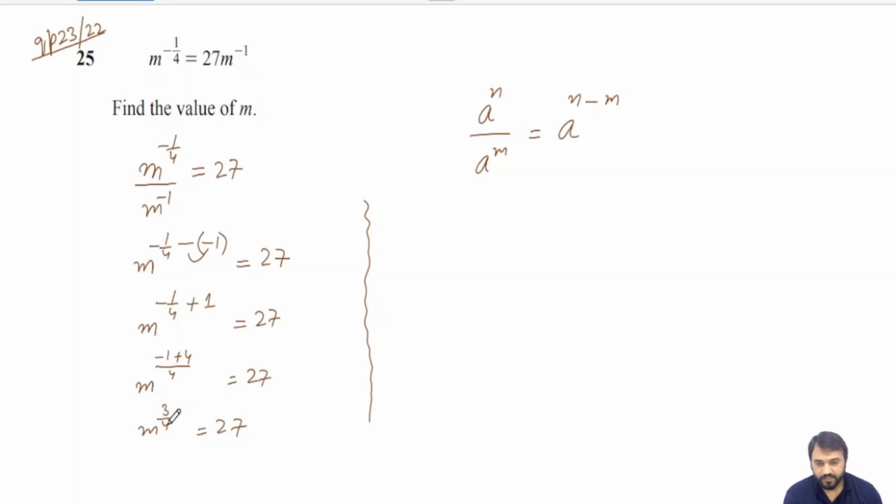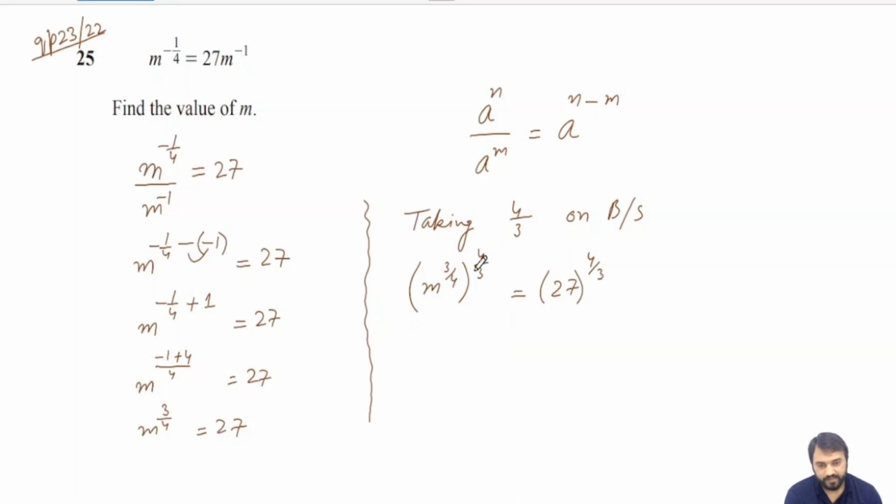We need to eliminate this 3 over 4. So we are going to take power 4 over 3 on both sides. What do you have in this power? 3 over 4. So the process is you have to take the opposite of this power or reciprocal of this power. And what is the reciprocal of this power? 4 over 3. So taking 4 over 3 on both sides, which will be m raised to power 3 over 4 whole power 4 over 3, and here 27 whole power 4 over 3.